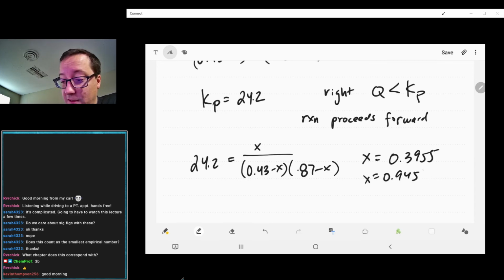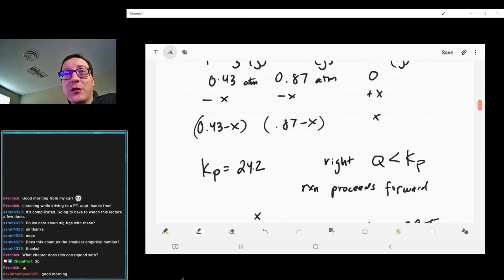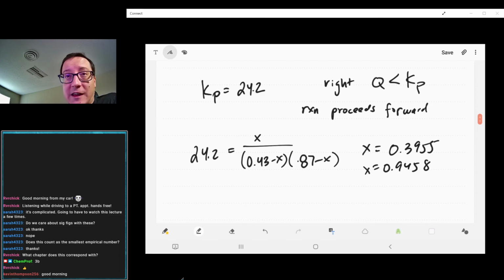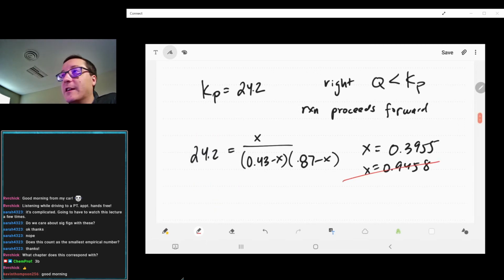It helps when I do these in advance, so we don't have to deal with me fumbling around trying to solve a quadratic equation. But solve for x whatever way you like. These are the 2 options you get for x. Hopefully you can see that one of them is unreasonable. If we look at our pressures, we're starting with 0.43 and 0.87. If we subtract the first x, that's okay. We end up with positive numbers. But if we subtract the second x, we end up with negative pressures. Does not exist, so we can throw out that number.